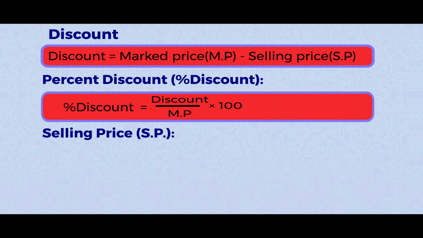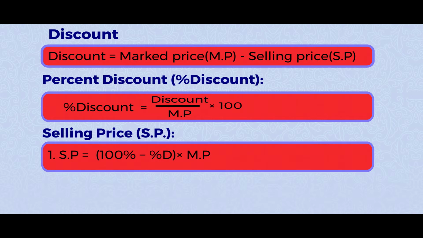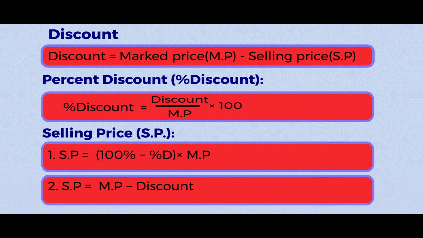So that is called a selling price, and there are two ways to find selling price. First formula is SP is equal to the whole 100% minus discount percent, times the marked price. And the second formula is selling price is equal to marked price minus discount. This is a very simple one, and you should be able to use this formula. So by these formulas and remembering the discount formulas, we will solve some problems.